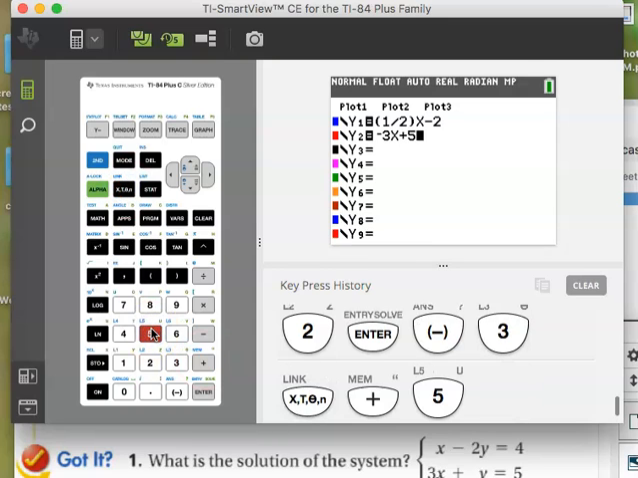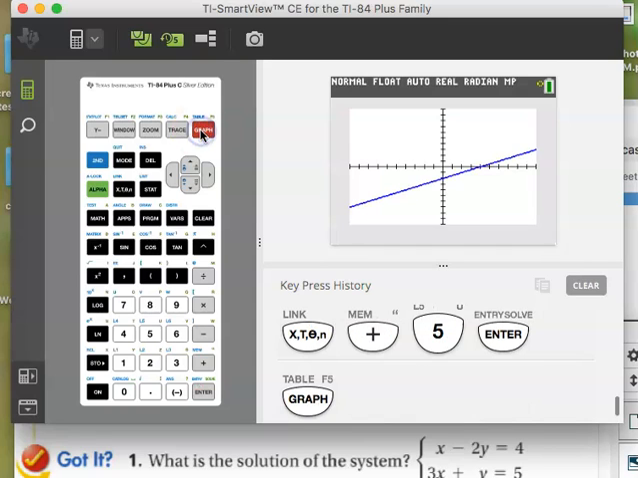Now, if you ever type in something like this and you hit graph and it says you have a syntax error, it's usually because you used subtraction instead of the negative symbol, so be careful with that. If it's in front of the x, it needs to be the negative symbol, which is just to the left of enter. And now I'm going to hit graph because we were using the -10 to 10 window.